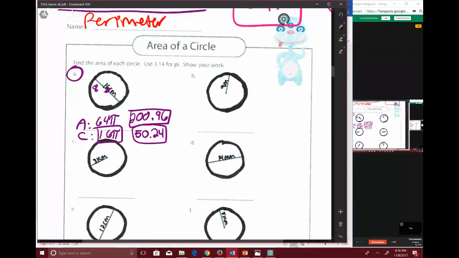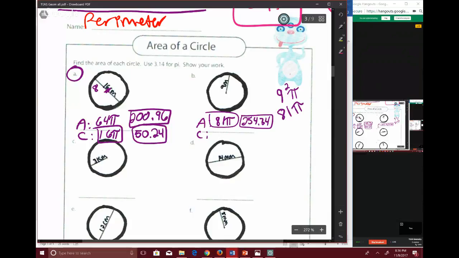So on B, again, we're going to do an area and a circumference. And this time I'm going to start with my area because I have a radius. The given piece of info I have is the radius. So 9 is my radius. And if I take 9 squared and then multiply it by pi, I will get the area. 9 times 9 is 81. So my area is 81 pi. Or if pi is not remaining in the answer, 81 times 3.14 is 254.34. So 81 pi or 254.34.